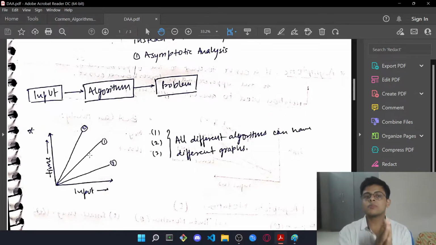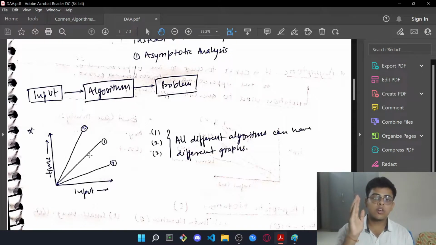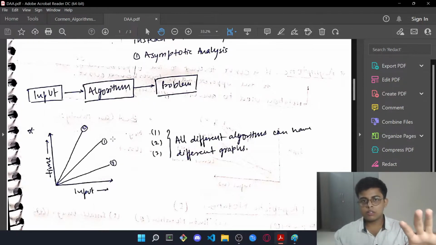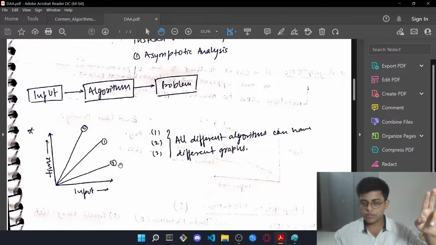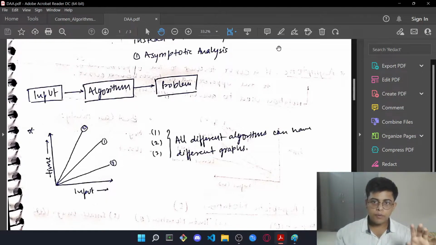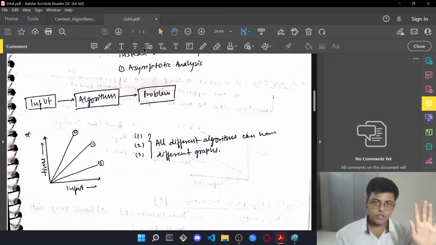Now, this is a simple graph that's not exactly true in all cases, but still you have to design an algorithm which does not have a very steep graph but a very flat graph. Like the third one; let's say there are 3 algorithms, 1, 2 and 3. This is 1, this is 2 and this is 3. In this case, a person asks me which algorithm is the most efficient algorithm.